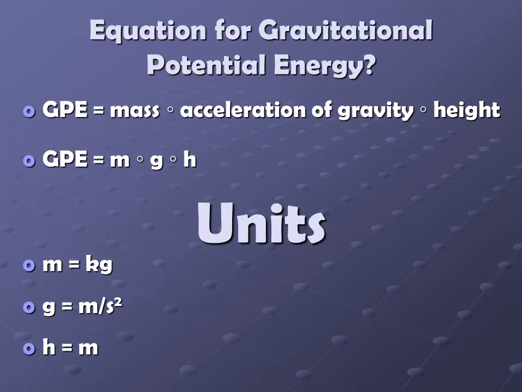Okay, so we need to know the units for all these values. Our equation for gravitational potential energy is mass times the acceleration of gravity times height. For short, that's GPE = m times g times h. And remember, m has to be measured in kilograms. g is measured in meters per second squared because that's an acceleration. And height has to be measured in meters.